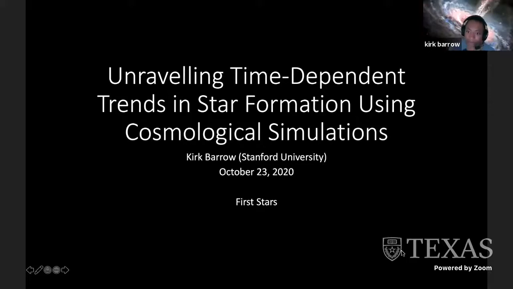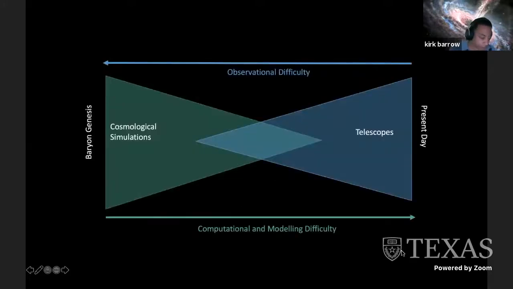So, hi, I'm Kirk. I'm a postdoc at Stanford University. And this title seems like what everybody's doing, but I'm coming at it from a little bit of a different angle. To introduce my work, I wanted to put up this really simple map. You can think of the beginning of the universe as the left side and the present day as the right side. And, as Eli said, cosmological hydrodynamic simulations are computationally expensive.